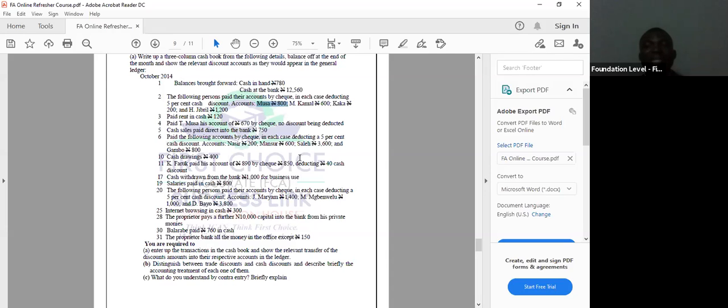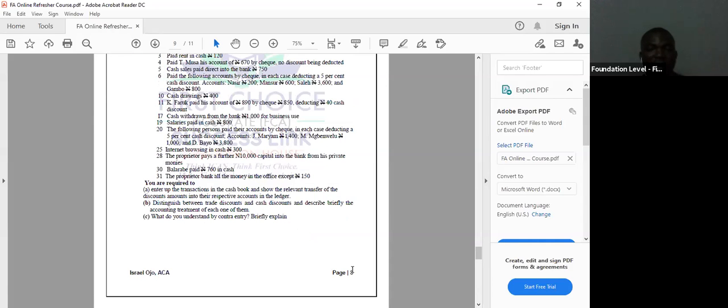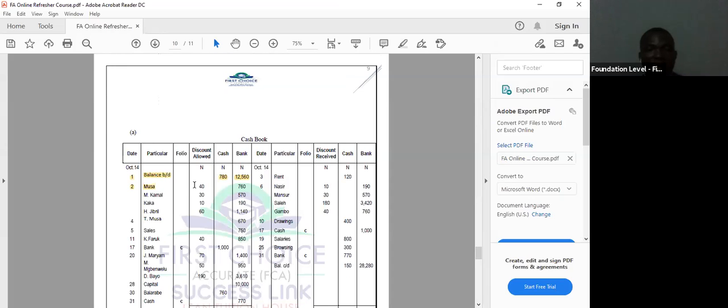Now, 800 minus 40 will give us 760, which means the amount that hits our bank is 760. But that 40 naira will serve as the discount allowed, because we allowed Musa to pay us less than what is expected. So it's discount allowed. Now, if you look at it here, can you see that 40 here? And we have 760 here. So the addition of 760 and 40 will give us a total of 800.